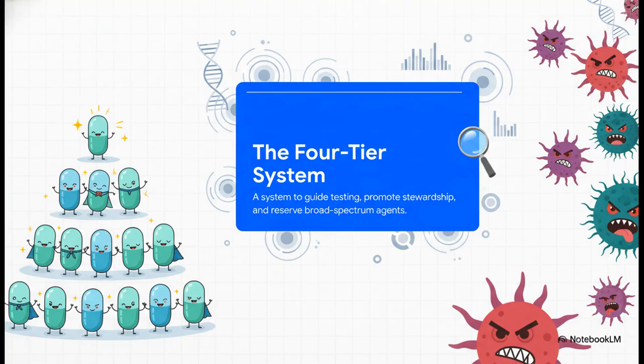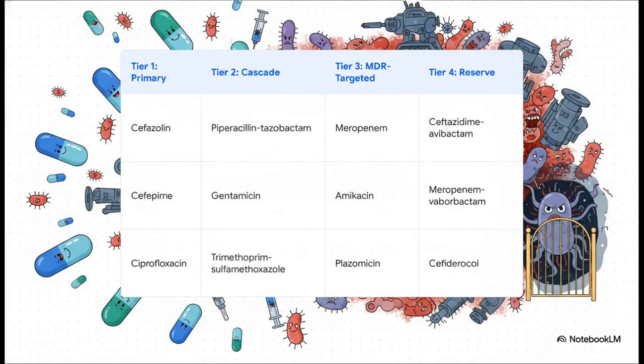So what is this system really? It's a hierarchical classification. Its whole purpose is to guide our routine testing, push for better antimicrobial stewardship, and, critically, to make sure we reserve those big-gun, broad-spectrum agents for when we truly need them. Now, let's look at how CLSI organizes this.